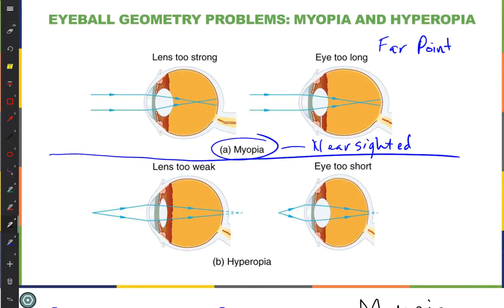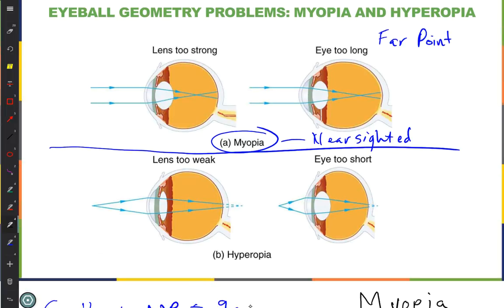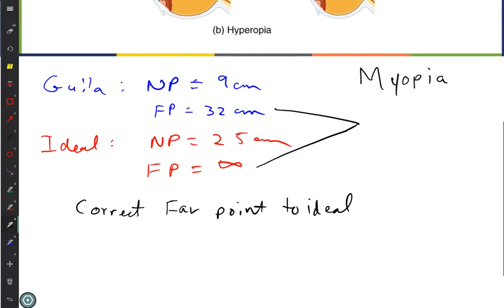How I knew was just playing the odds. The odds are there's no one in here who is hyperopic. Everyone is myopic. Myopia is very common. Hyperopia is fairly uncommon. So I was just playing the odds there and assuming that she was myopic. So with myopia, you're correcting the far point to ideal.